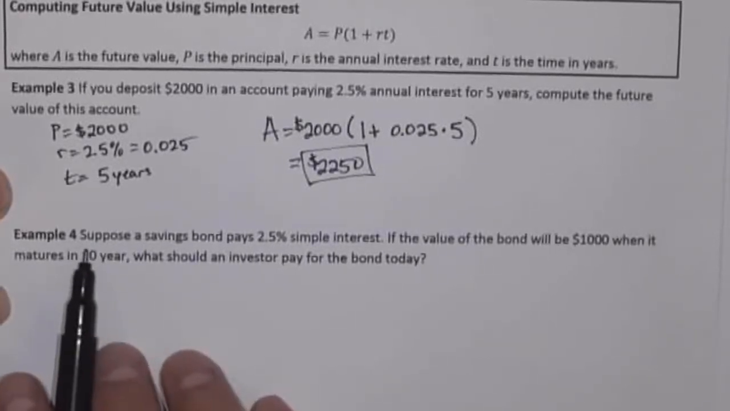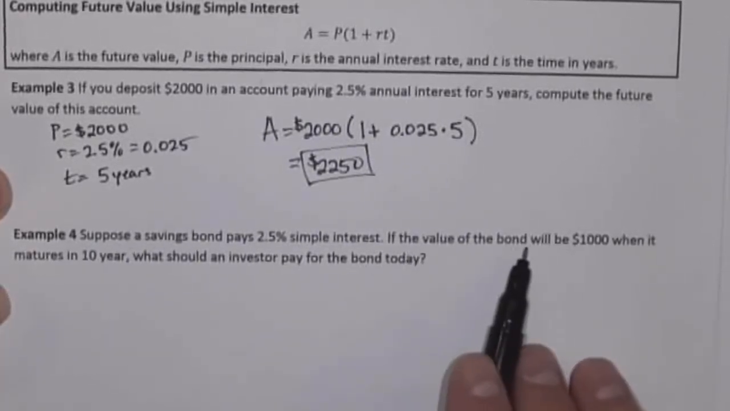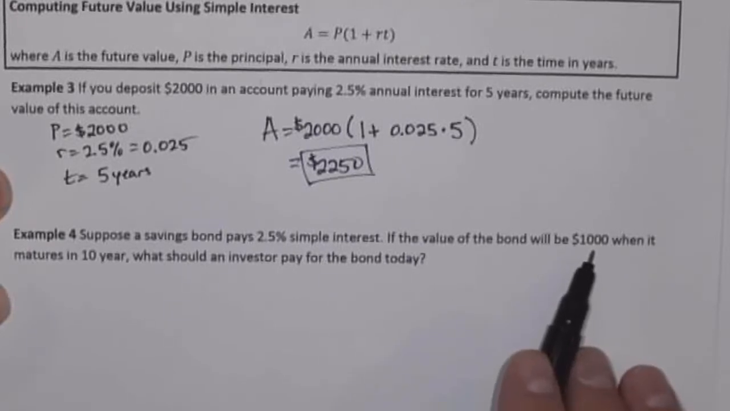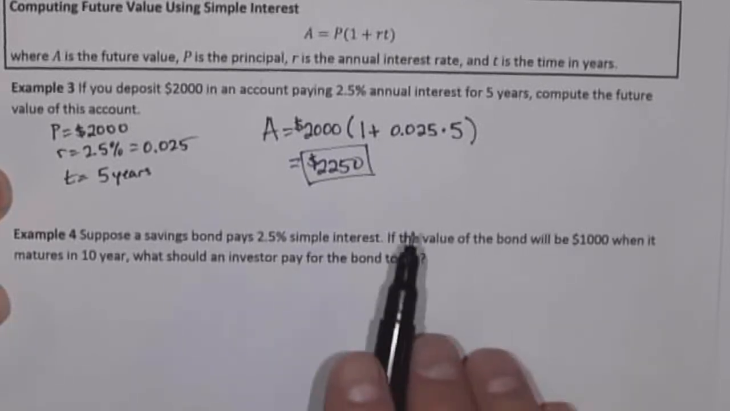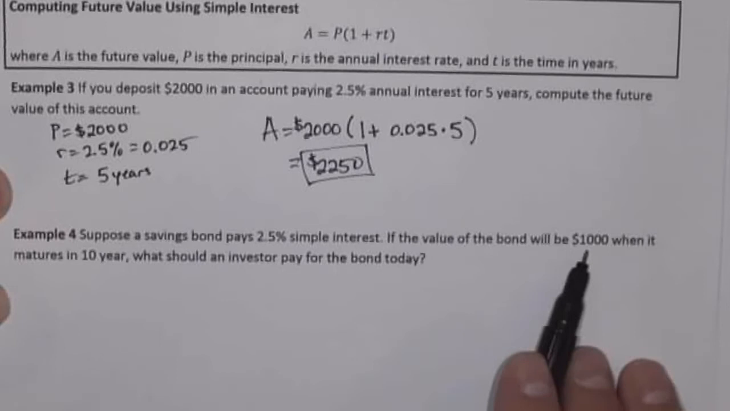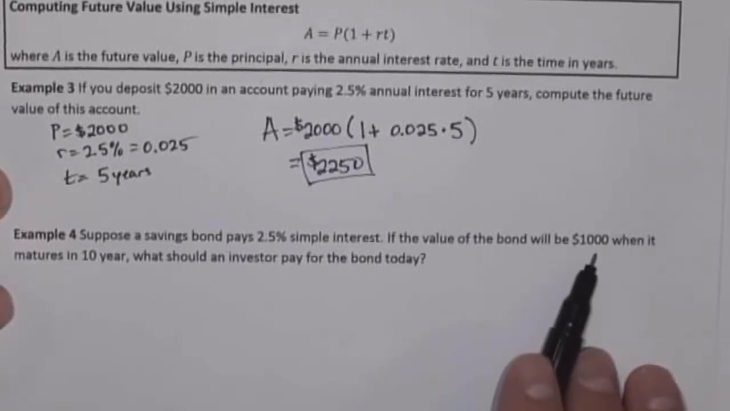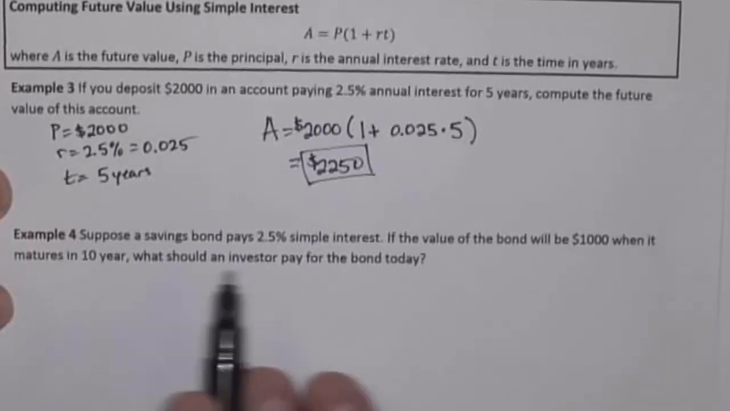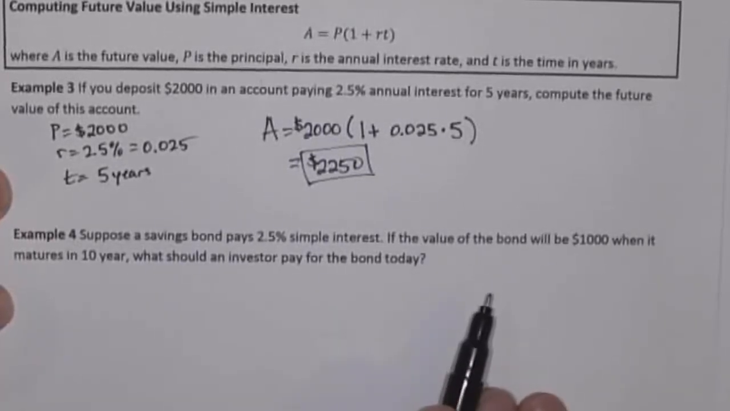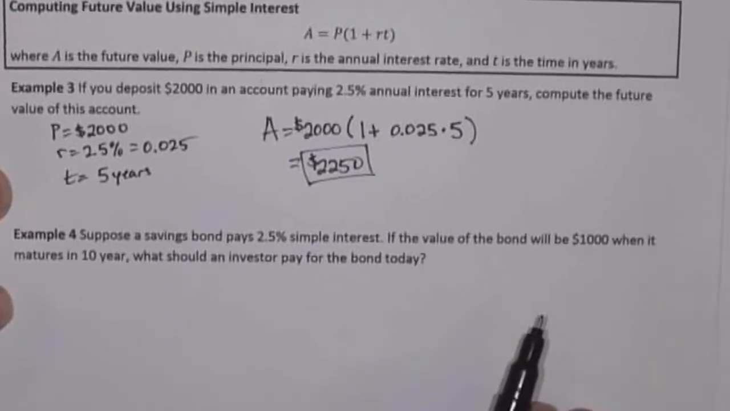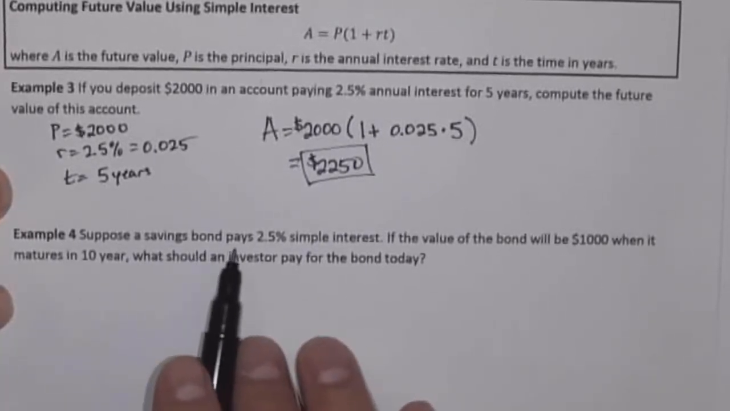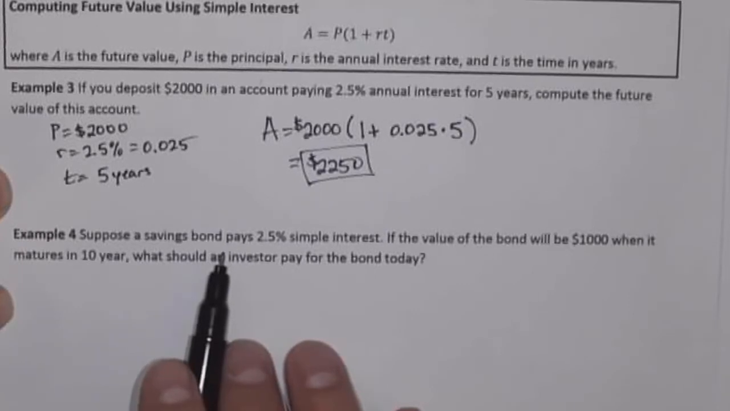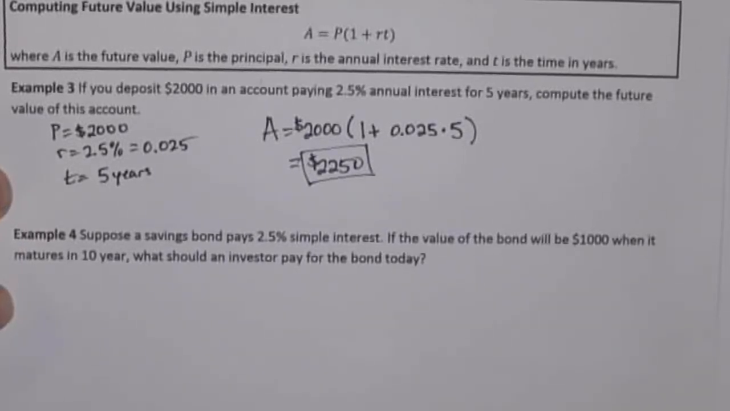So the reason it's backwards is the value of this bond is supposed to be $1,000 10 years from now. So that's the future value, that is $1,000. And so it's going to be $1,000 in 10 years. So if it's going to be $1,000 10 years from now, what's it worth right now? What should we pay for this bond? What should we pay for this investment in order for it to be worth $1,000 10 years from now?